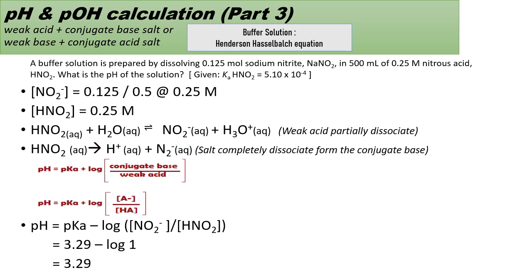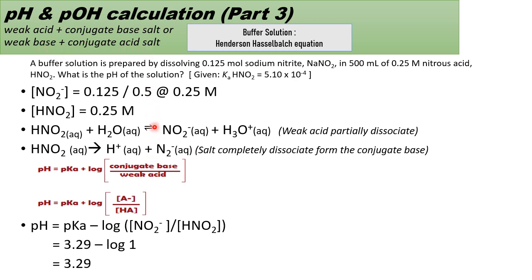The third part of pH and pOH calculation involves buffer solution. If the question gives 2 solutions, a weak acid and its conjugate base salt, or a weak base and its conjugate acid salt, then you have to apply the Henderson-Hasselbalch equation. Based on this question, it is very clear a buffer solution is prepared. If the question didn't mention buffer solution, you have to check, is it weak acid with its conjugate base salt or weak base with its conjugate acid salt?